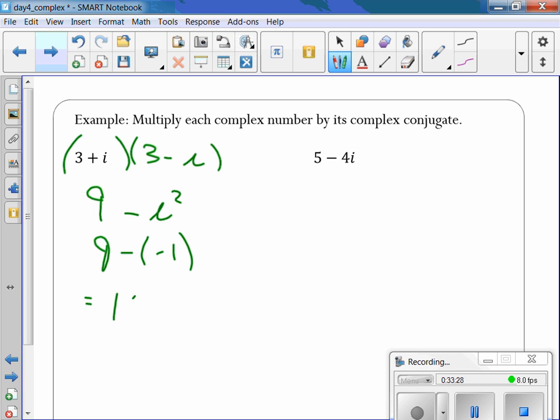5 minus 4i, the complex conjugate is? Multiplying, we get what? All right. Absolutely. First term squared minus last term squared, so 25 minus 16i squared.